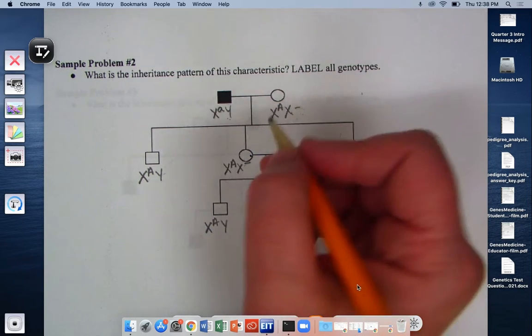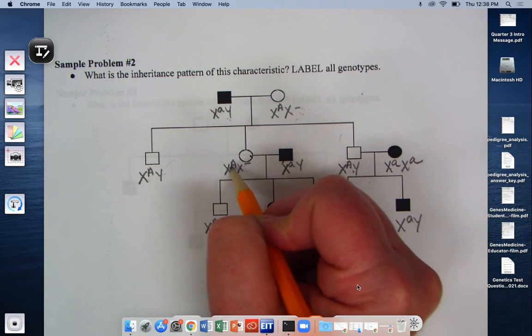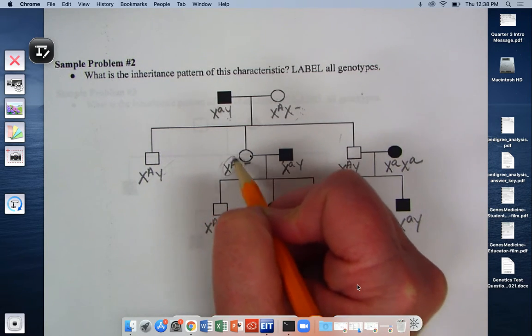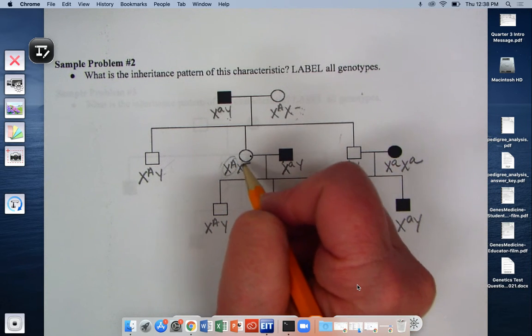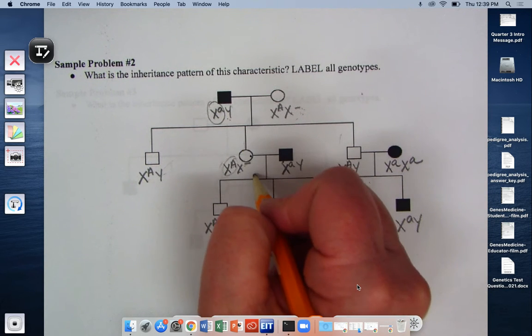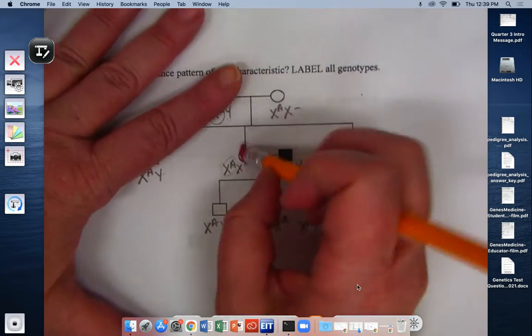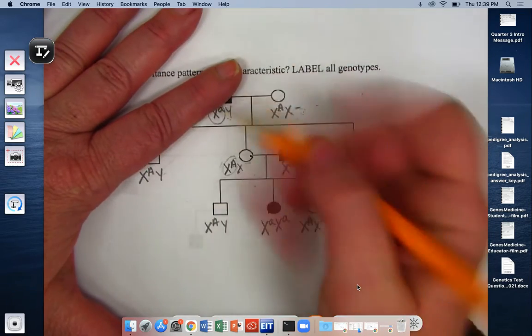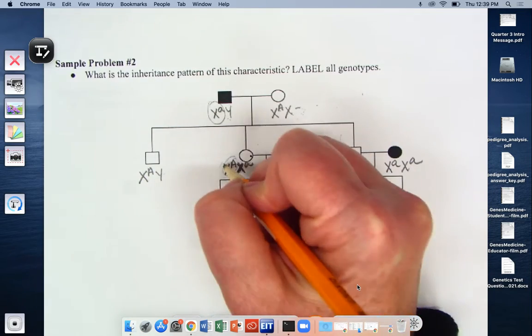Well, actually, I take that back. See, this is when I'm thinking without recording. The girl got an X from the mom, and the other X has to come from the dad, because the dad didn't give the girl the Y. That's why she's a girl. So we do know this one. Because her dad has the trait, we know she has to be a carrier.